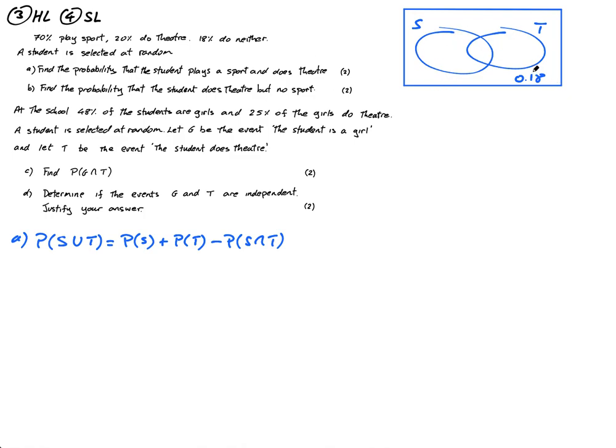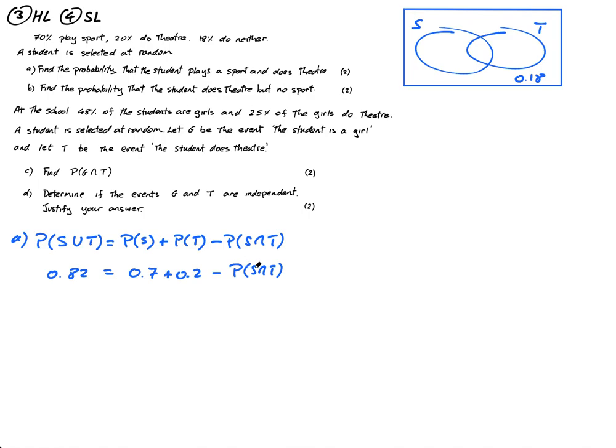But I know 0.18 is neither do sport or theatre. So if 18% of students don't do sport or theatre, what percentage of students do at least one of them? Well, it's 1 minus this. So this has to be 0.82. Probability of S, sport, we have it, it's 0.7. Probability of theatre, we also have that, it's 0.2. And then this is the thing that I don't have, S intersection T.